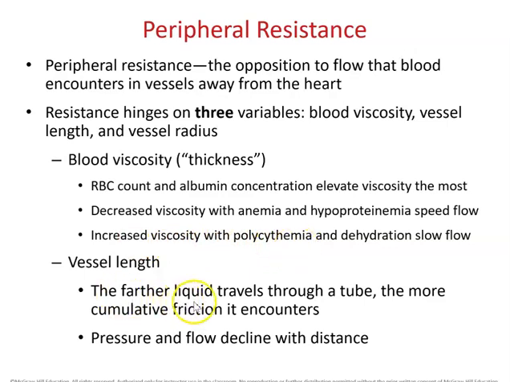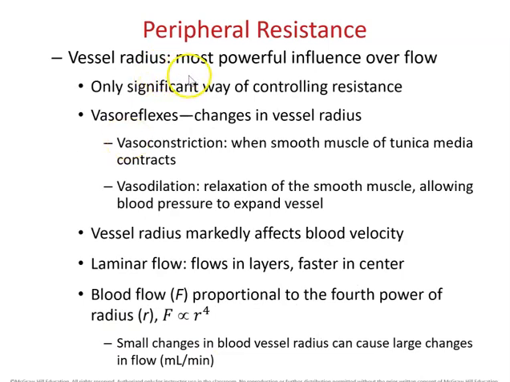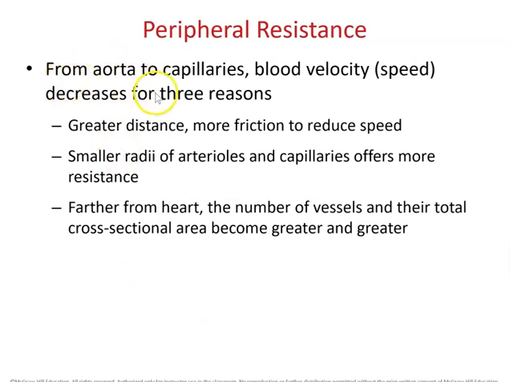The farther liquid travels through a blood vessel, the more accumulative friction it encounters. The increased resistance can be observed when the blood vessel is longer. The vessel radius is the most powerful influence over flow. The larger the radius is, the lower the resistance is. The smaller the radius is, the more resistance can be found. For example, from the aorta to capillaries, blood velocity will decrease for three reasons.